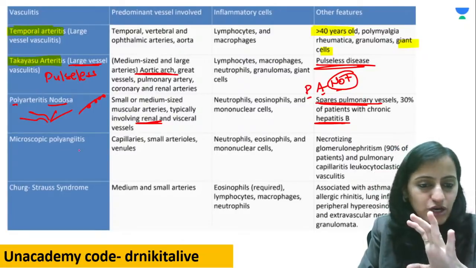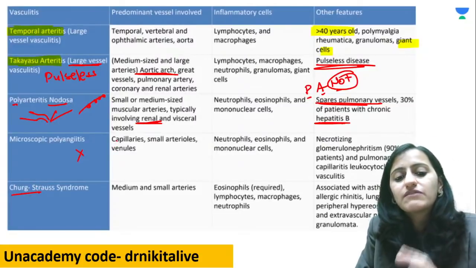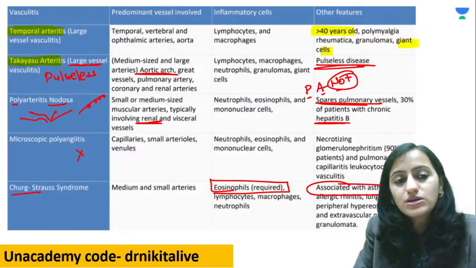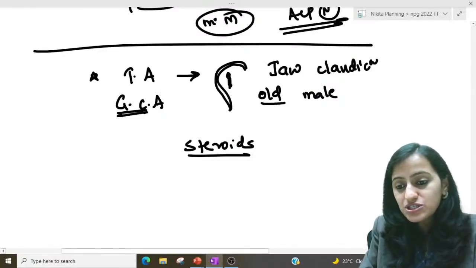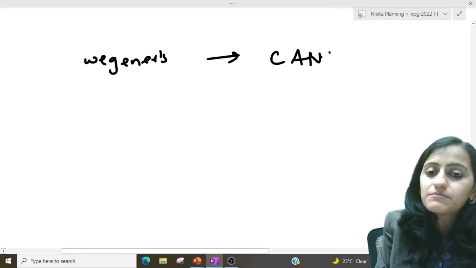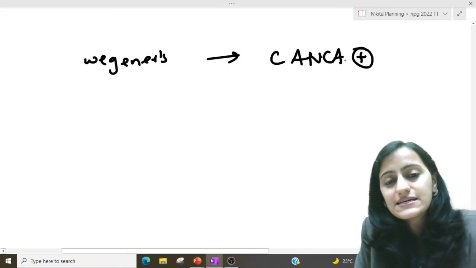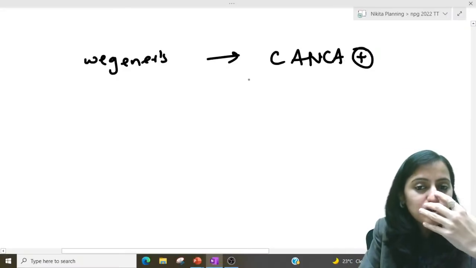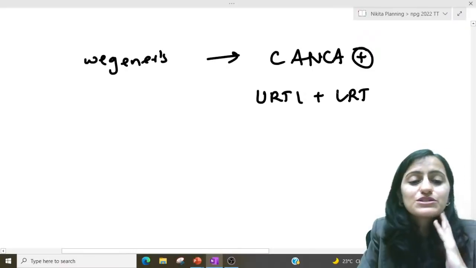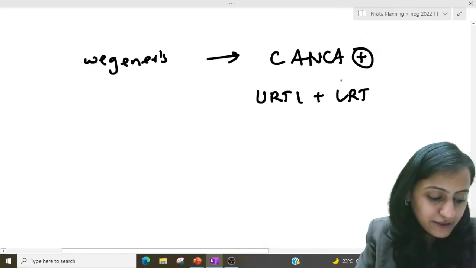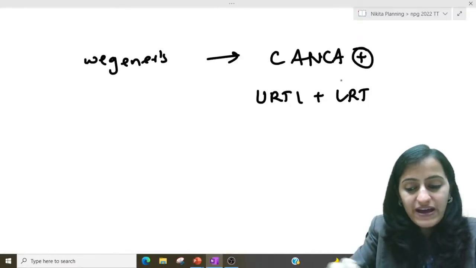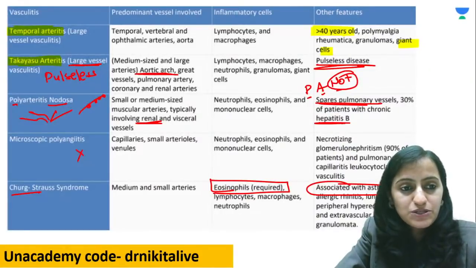Microscopic polyangiitis, not very important. Churg-Strauss syndrome, there will be a history of increased eosinophils and it is associated with asthma. That is Churg-Strauss syndrome. And what do we have in Wegener's granulomatosis? Very, very important. Remember, it is C ANCA positive. You have the upper respiratory tract, there can be sinusitis, otitis media, plus the lower respiratory tract is affected, and the kidney can also be affected. Upper and lower respiratory tract both are affected, and the kidneys. So in vasculitis, these are the very, very important features that we should know.